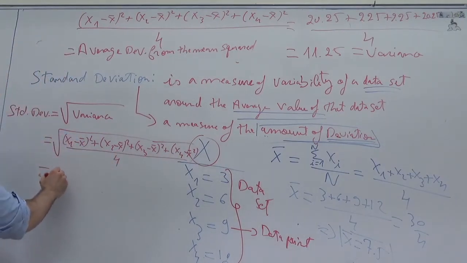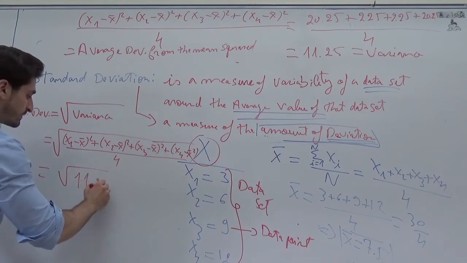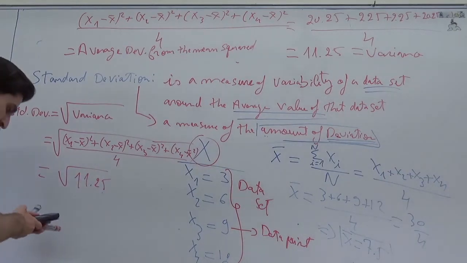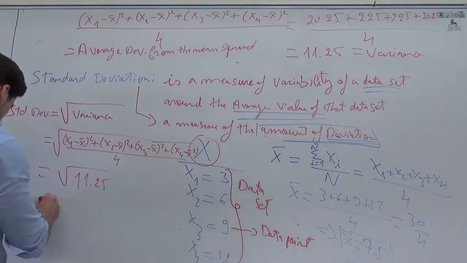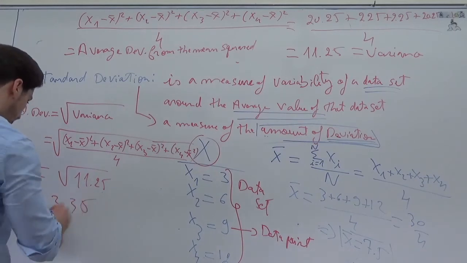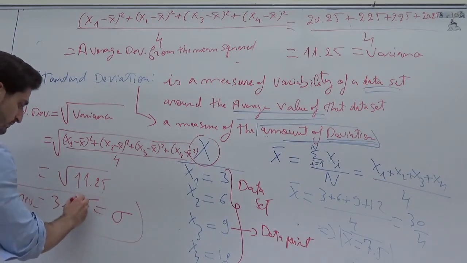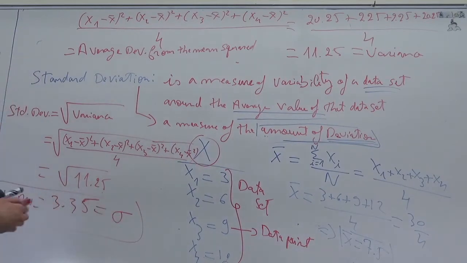So it's equal to square root of 11.25, which is going to be equal to 3.35. So the standard deviation is actually equal to 3.35, and we are going to refer to that standard deviation with the symbol sigma. So the standard deviation is always being referred to with that symbol sigma over here.